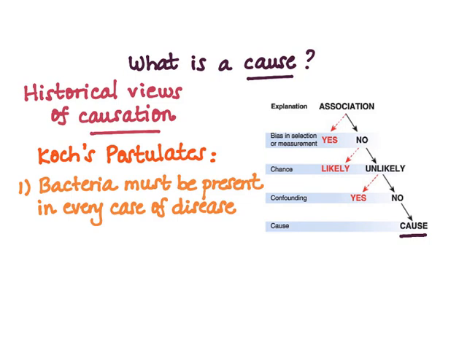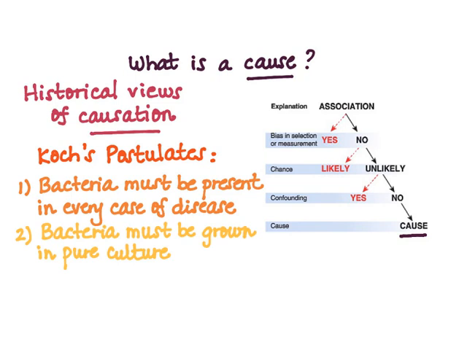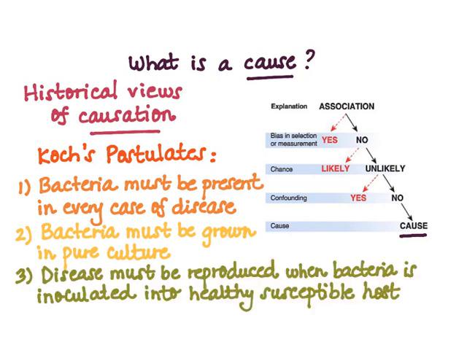And so keeping this in mind, Koch's first postulate stipulated that bacteria must be present in every case of the infectious disease that is being investigated. Whereas his second postulate stipulated that bacteria must be isolated from the host with the disease and then grown in pure culture. Whereas his third postulate stipulated that the specific disease at hand must be able to be reproduced when a pure culture of the bacteria is then inoculated into a healthy, susceptible host.